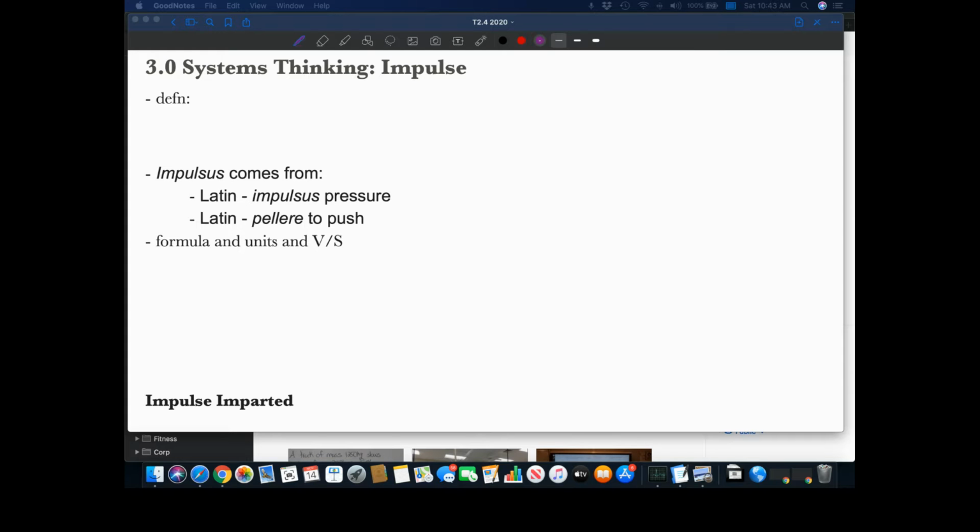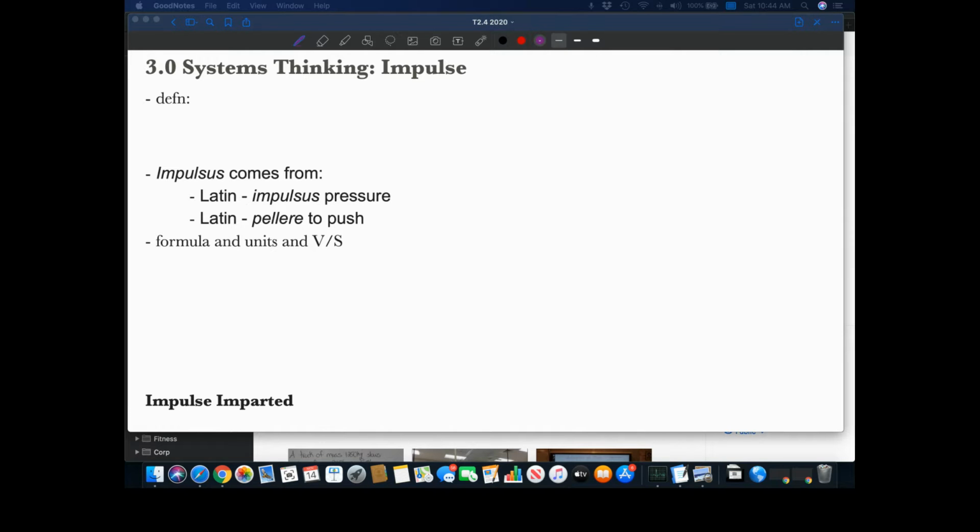Hello and welcome to the next installment of Momentum, where we are going to look at impulse. And we're going to start thinking about objects as a system. And impulse is an important concept when it comes to thinking about objects interacting in that system.